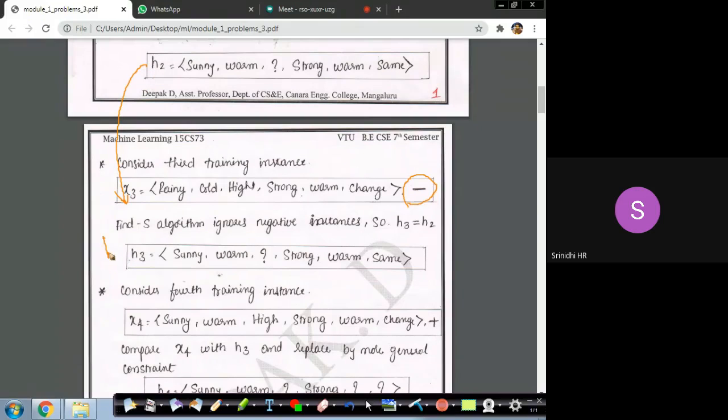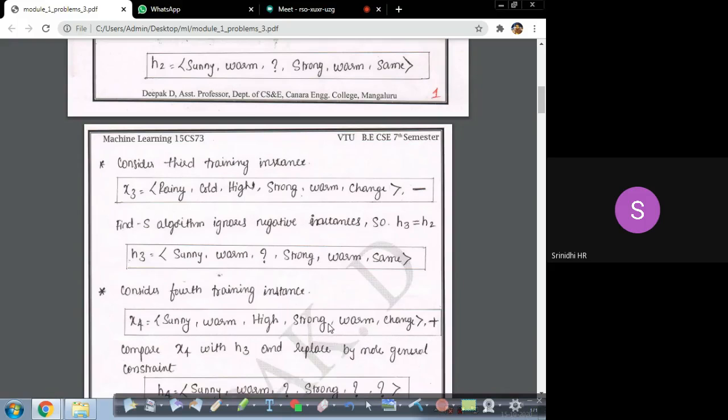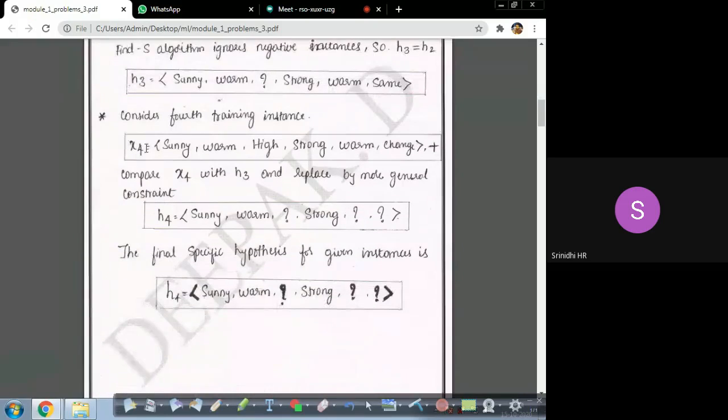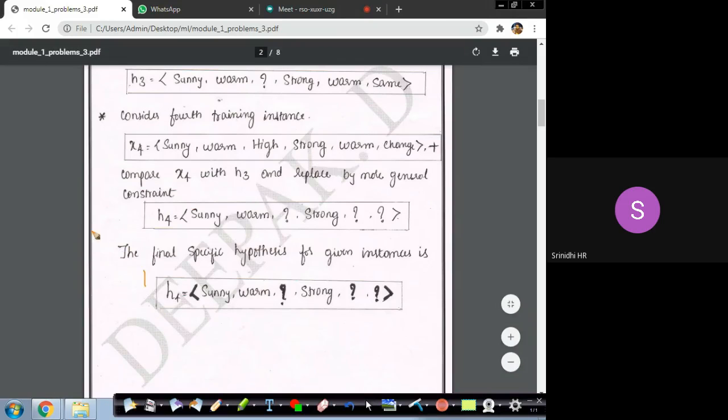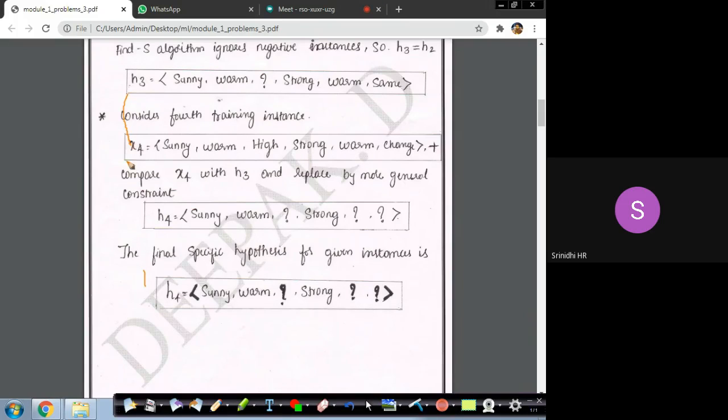I'll update my h3, that is the new hypothesis, same as my previous hypothesis h2. Okay. So here in this case, I'll retain my h2 same as h3. So h2 and h3 value remains same. Next, let's go for the last example, x4. You start comparing x4 with my hypothesis 3. So I'll start comparing my hypothesis 3, h3 with x4.